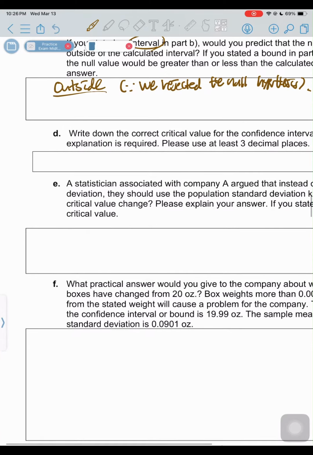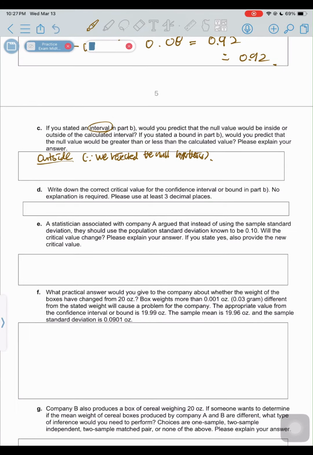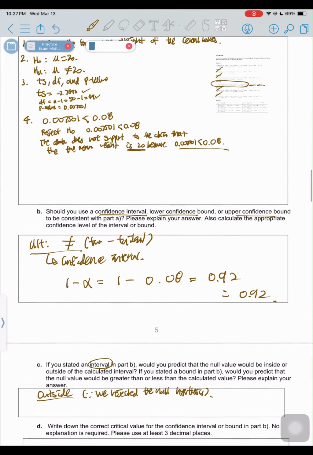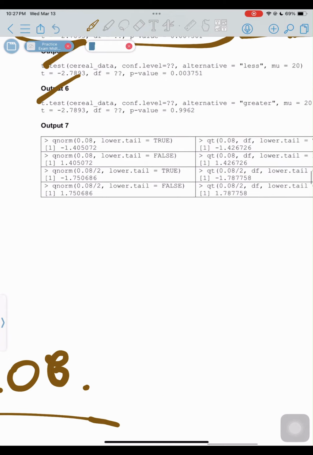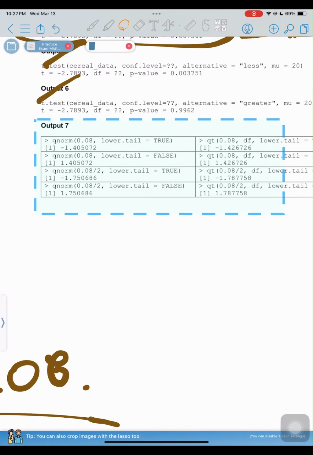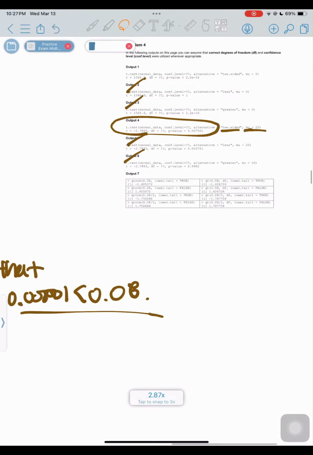And then write down the correct critical value for the confidence interval or bound in part B. Okay, so now let's go back to your output. Let me just copy paste this output 7. Hold on, there we go.